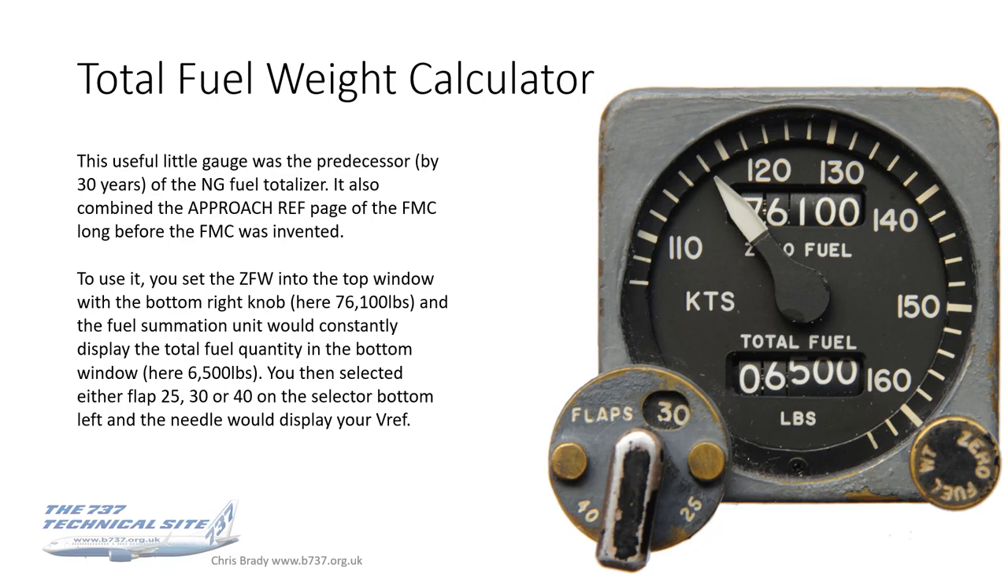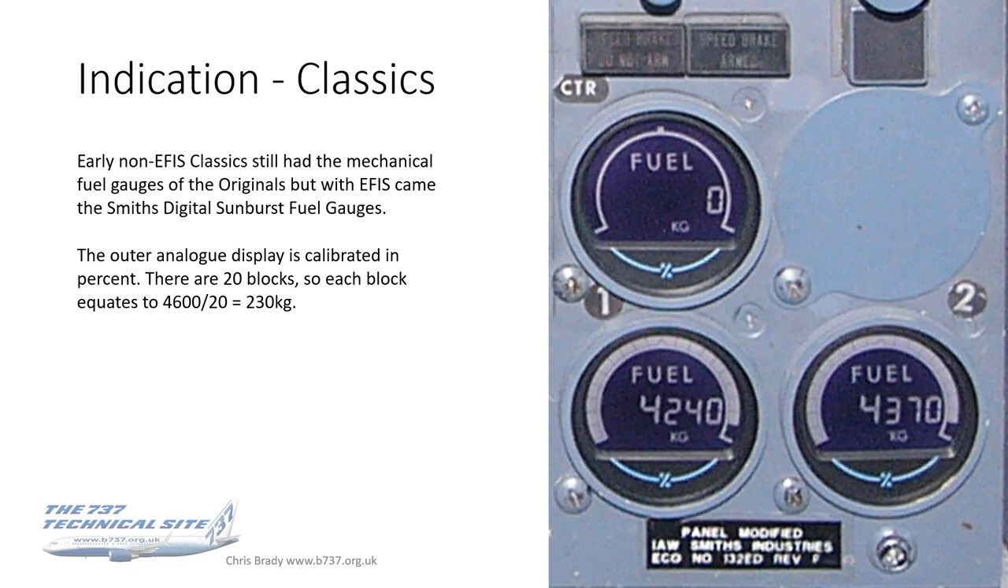Lovely. But anyway, the world moved on, and the next incarnation were these sunburst fuel gauges, as they were called. These were on classics with EFIS. The non-EFIS aircraft still had the round dial. So you've got a digital readout in the centre, in digits, but you've also got an outer display, which, as you can see on the gauges, is calibrated in percent. This really should just be used as a, just look at it by eye. Don't try and calculate the fuel off this. You can if you wish. I've never seen anyone do it other than me out of pure curiosity.